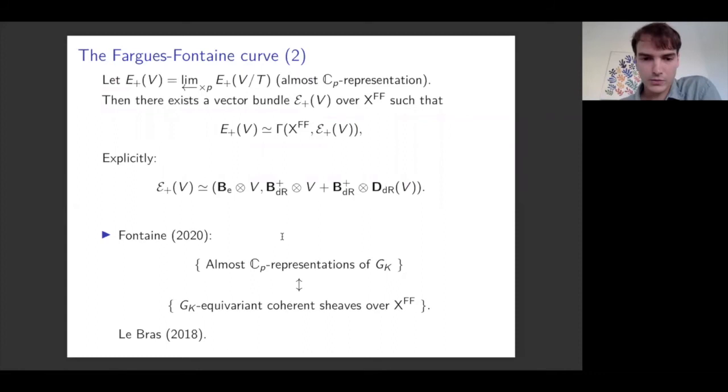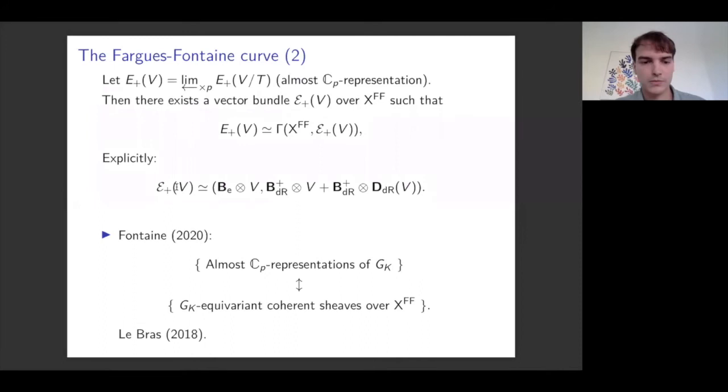Okay. And so we wanted to compute the cohomology of this E plus V. And now we are with a vector bundle. So it seems we just try to escape, but actually now we can use a fundamental result of Fargues and Fontaine, who classify completely vector bundles over the curve. And so we will use that to say something about E calligraphic plus V, and to deduce something about E plus V, et cetera, et cetera.